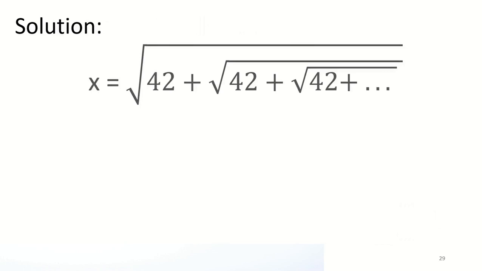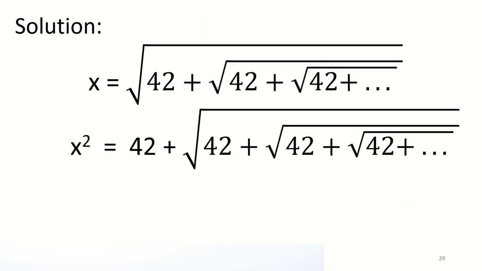Let's see if we have the same answer. Let x be the given. When you square each side, it becomes x squared = 42 + the square root of 42 + the square root of 42 + the square root of 42 and so on. So if you subtract, x squared - x is equal to 42.